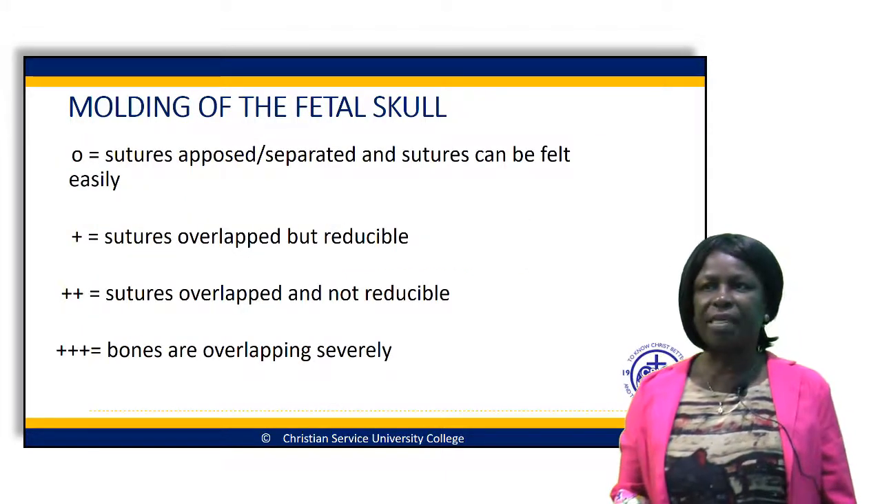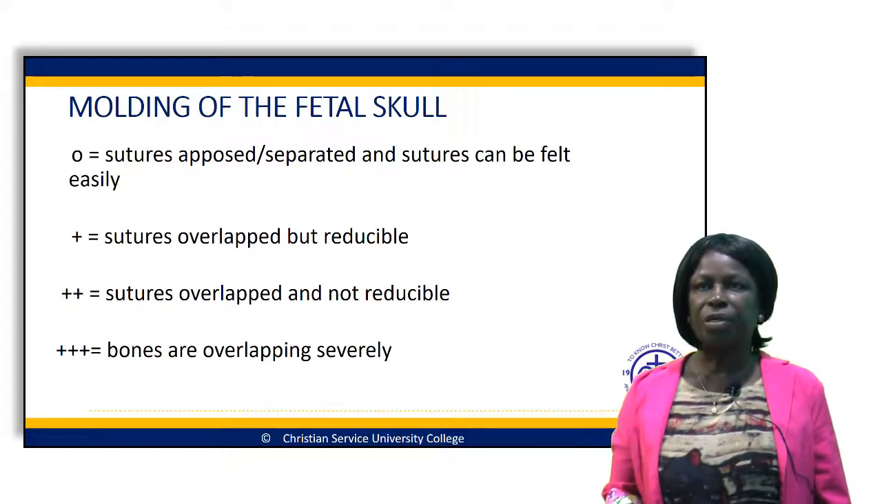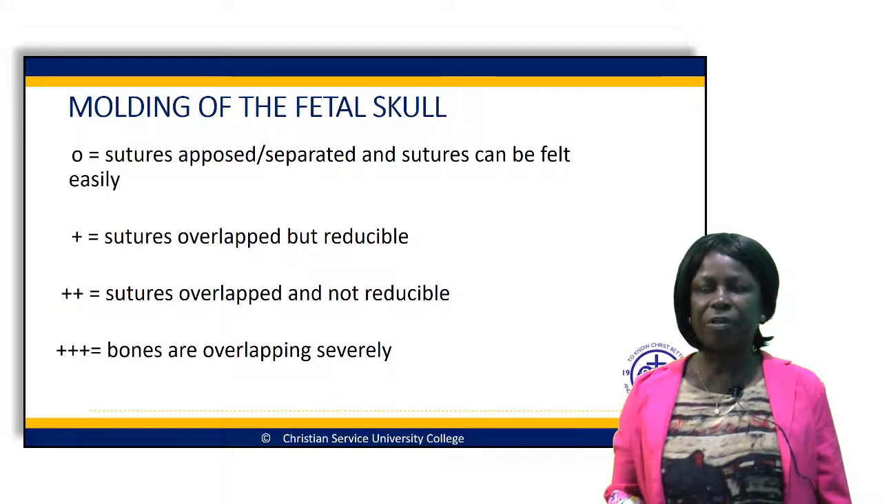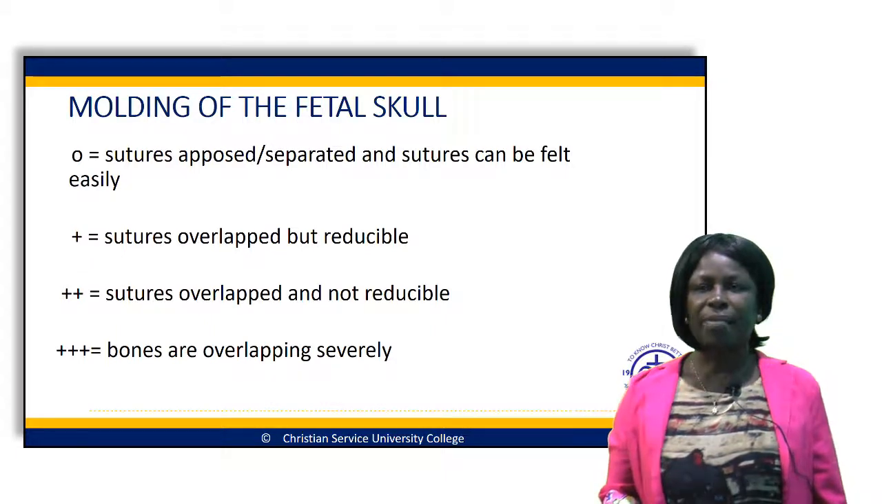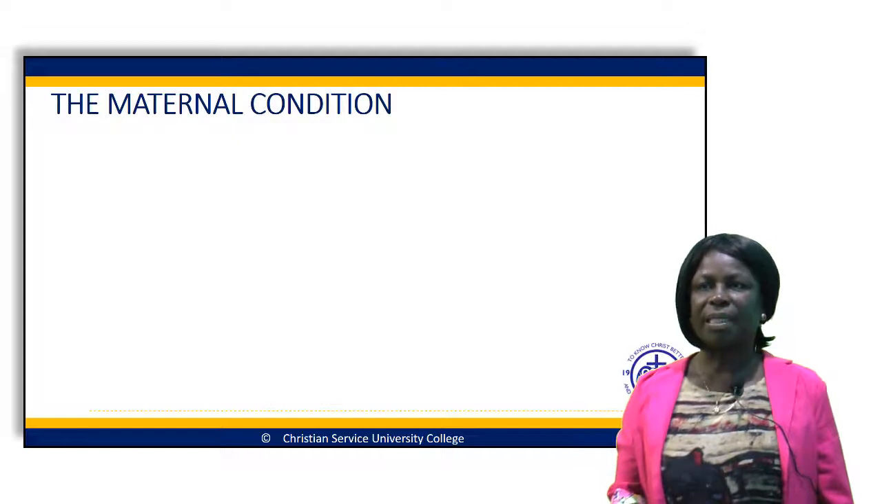Molding of the fetal skull: we use 0 for sutures opposed or separated, and sutures can be felt easily. We also use 1+, which means sutures overlapped but reducible. We use 2+, sutures overlapped and not reducible. 3+, bones are overlapping severely. The maternal condition.